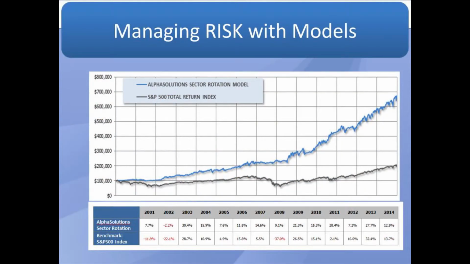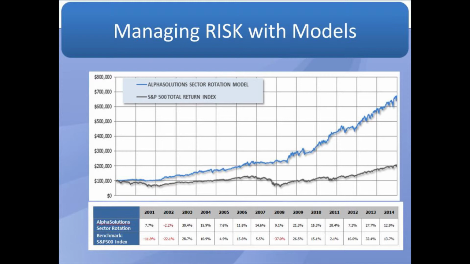Well, at this point you may be saying, well, this rules-based approach sounds interesting, but does it really work? Let's take a look at the performance page of our fact sheet to explore the answer to that question. So as you can see, the top of this chart illustrates the performance of this model, which has dramatically outperformed the S&P over the long-term time horizon.